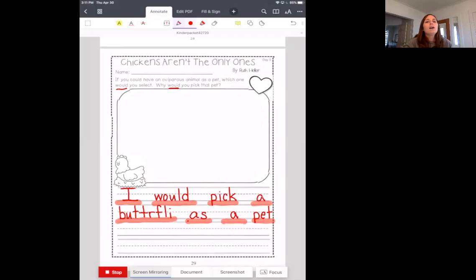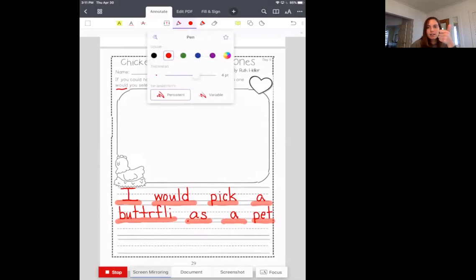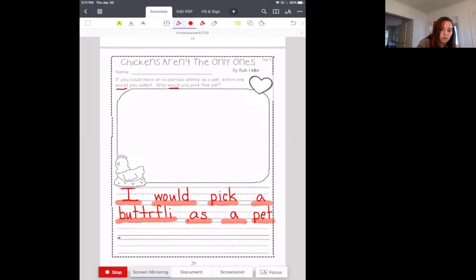So let's look. We wrote, I would pick a butterfly as a pet. And now I have my big word, because. Because. I was going to say, because it is pretty. So how many more words do I need? Four. Four more words, because, oops, let me get my highlighter here, because it is pretty. All right, so I'm gonna go back to my pencil.